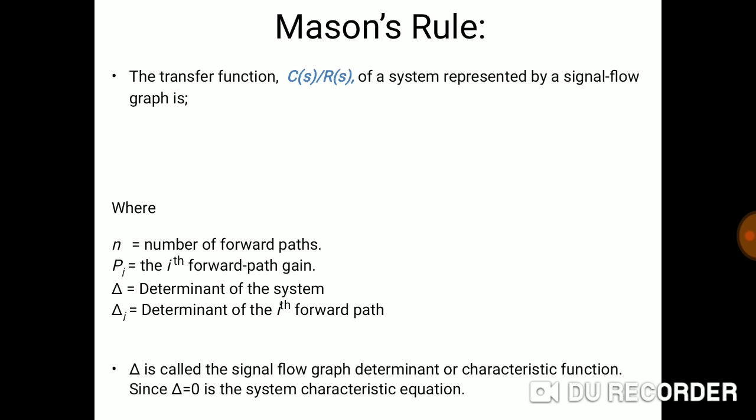These are some new concepts with respect to Mason's formula, where n designates the number of forward paths, Pi indicates the ith forward path, delta is the determinant of the system, and delta i is the determinant of the ith forward path. Also, delta is called the signal flow graph determinant or the characteristic function, since delta equal to 0 is the system characteristic equation.